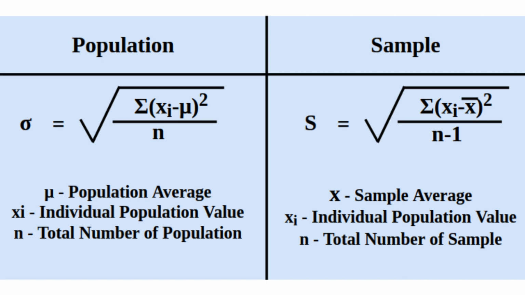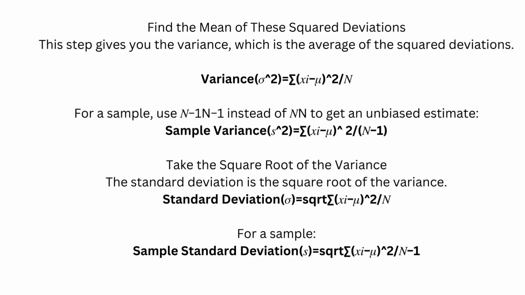4. Find the mean of these squared deviations. This step gives you the variance, which is the average of the squared deviations. Variance σ² = Σ(xi − μ)² / n, and variance s² = Σ(xi − x̄)² for the sample. Use n−1 instead of n to get an unbiased estimate. Sample variance s² = Σ(xi − x̄)² / (n−1).